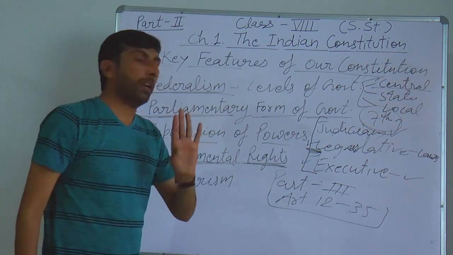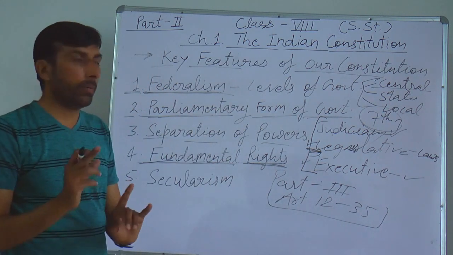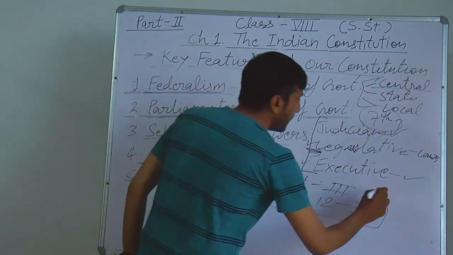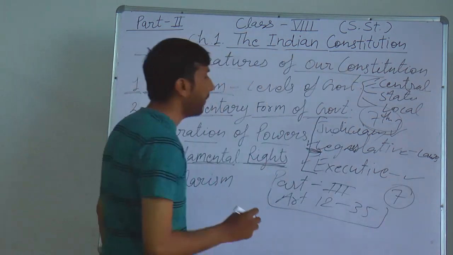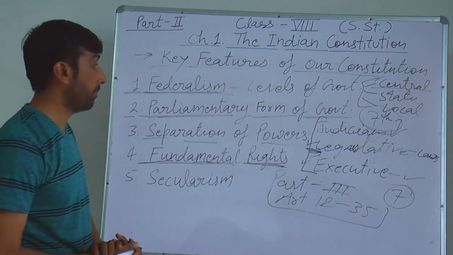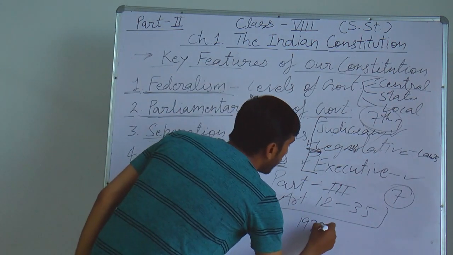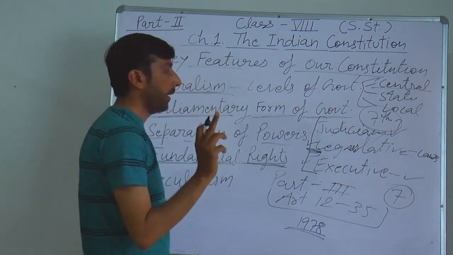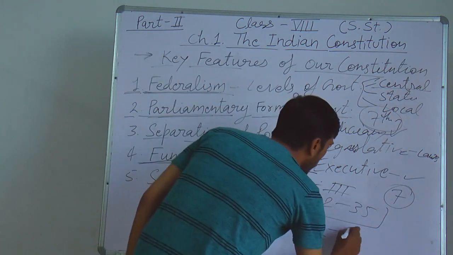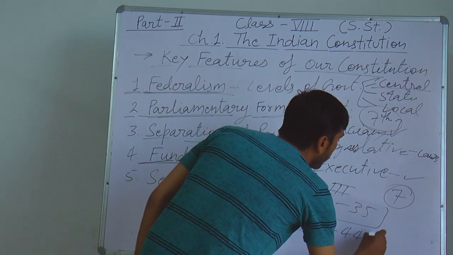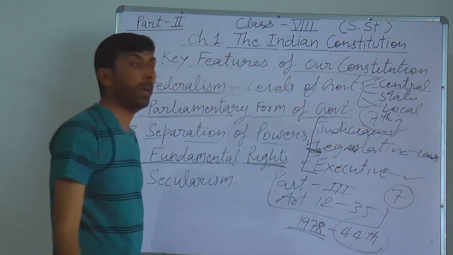These are the 6 fundamental rights. You know, earlier there were 7 fundamental rights. How many? 7. But in 1978, the 7th fundamental right, right to property, was removed according to the 44th Constitutional Amendment.